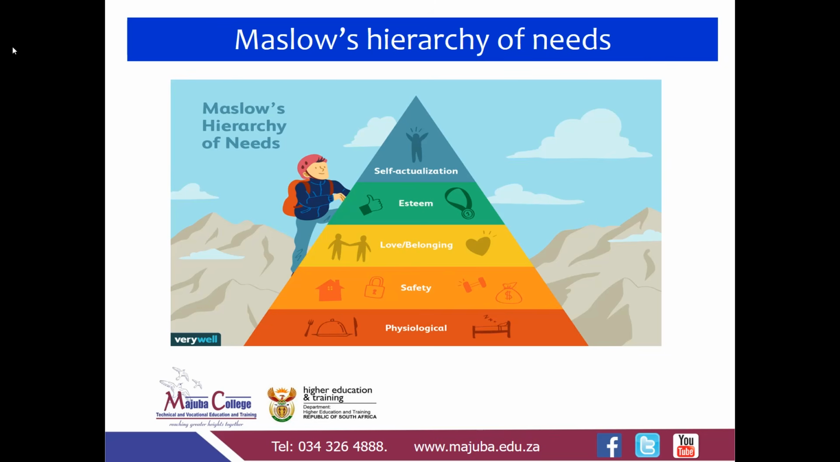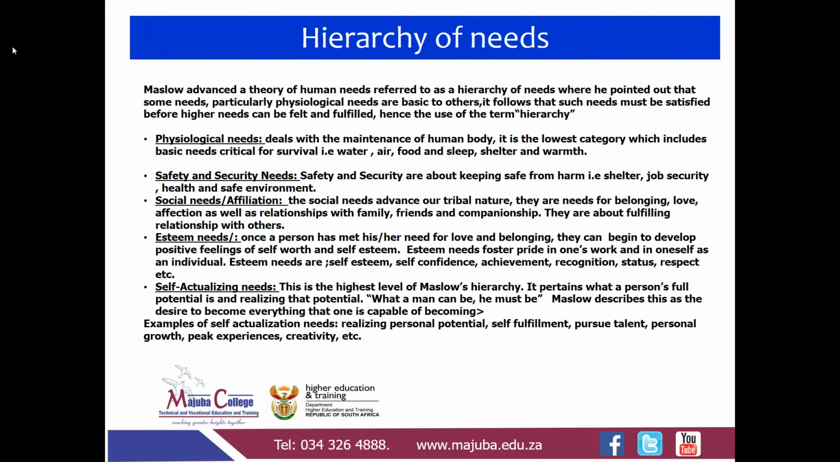Firstly, the first bottom step there is the physiological need. We have the safety, love or belonging. We have the esteem. And on top of the hierarchy, we have self-actualization. Now, let's try and look at all these hierarchy of needs. You know, Maslow advanced the theory of human needs, and he referred to it as a hierarchy of needs, where he pointed out that some needs, particularly those at the bottom, the physiological needs, are the core, they are basic.